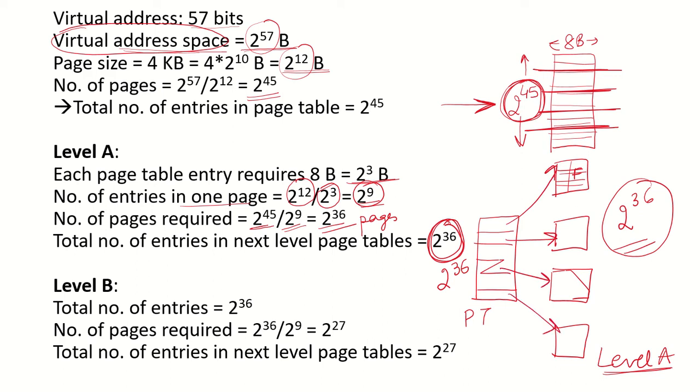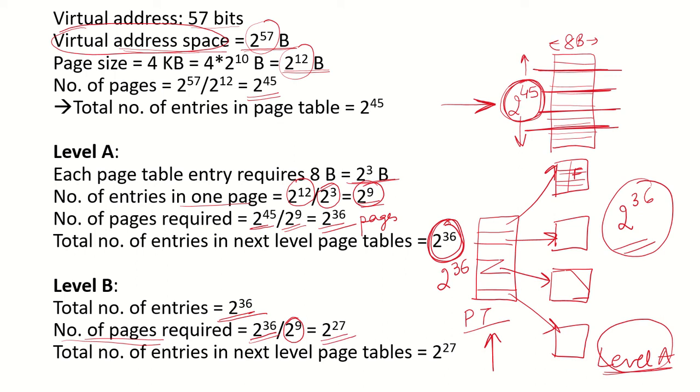You can also check my video on hierarchical page tables, which I have explained earlier. So this is now level B. At this level B, the total number of entries is 2 to the power of 36, pointing to the base address of each of these page tables at level A. If there are 2 to the power of 36 entries in the page table at level B, and each page can hold only 2 to the power of 9 entries, that means the number of pages required at level B would be 2 to the power of 27.